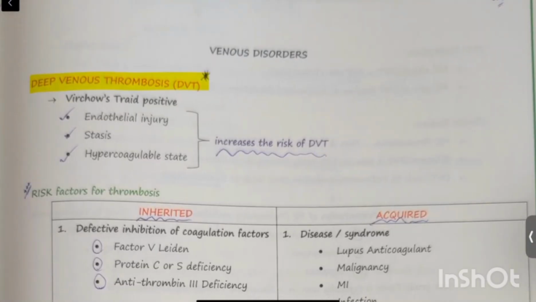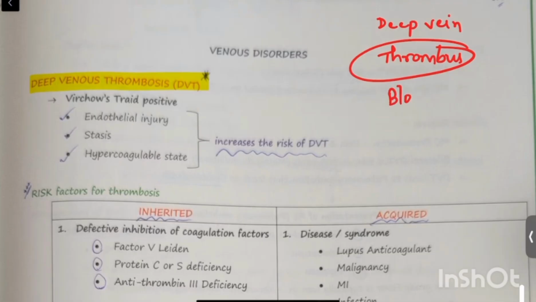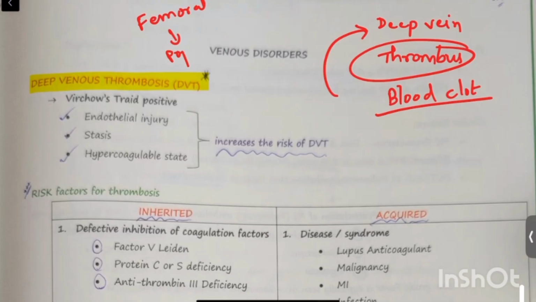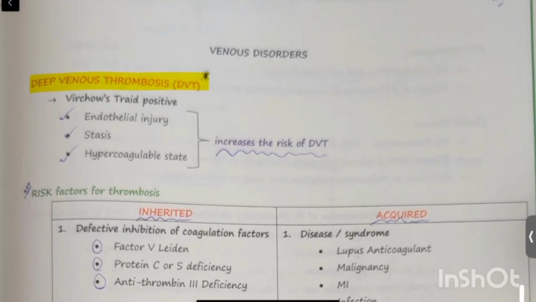What are the risk factors, or what is the causative factor for deep vein thrombosis? Just like the name suggests, the deep vein has a thrombus in it. A thrombus is nothing but a blood clot. So there is a blood clot in the deep veins of the leg, like the femoral vein, popliteal vein, anterior tibial vein and so on, and that is called deep vein thrombosis.